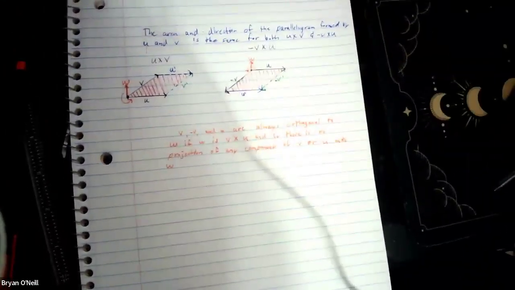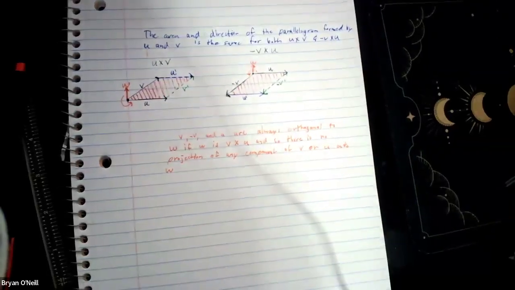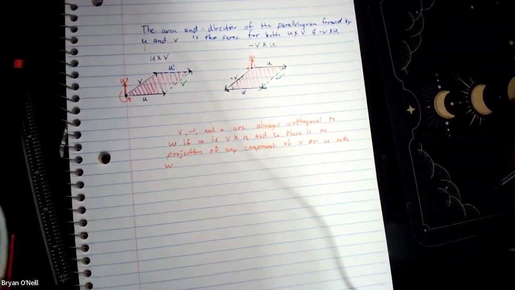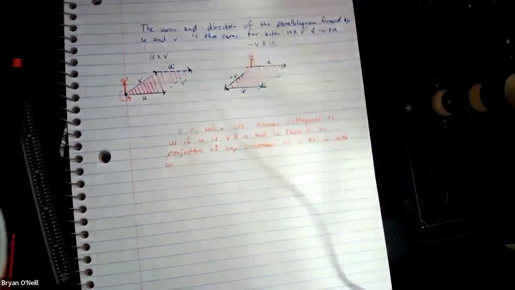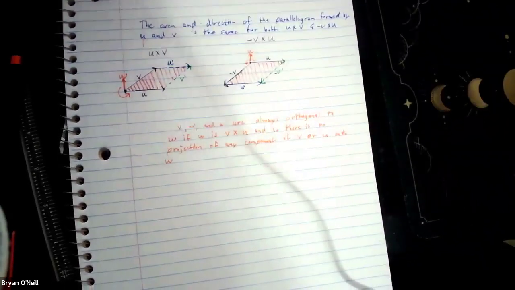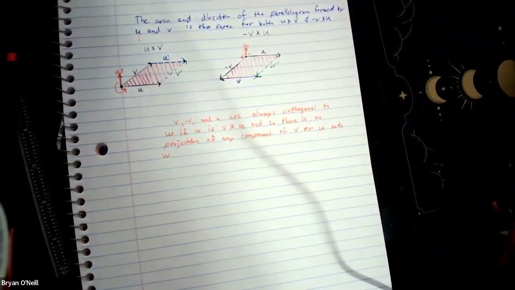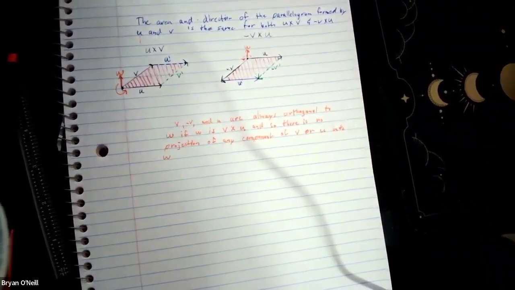So, the question asks, explain in words or diagrams why u cross v is equal to negative v cross u, and that w dot u is equal to w dot v, which is equal to 0, where w is equal to u cross v.